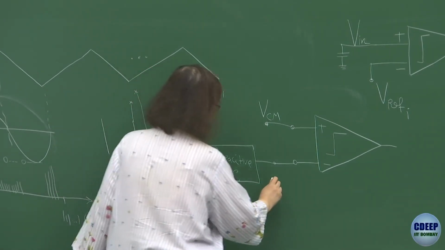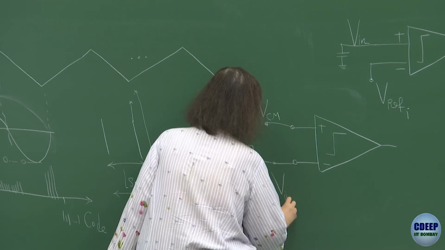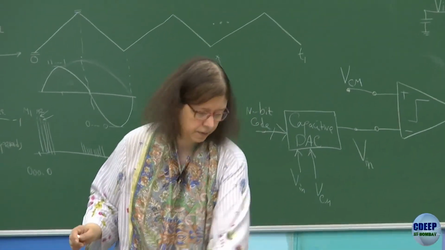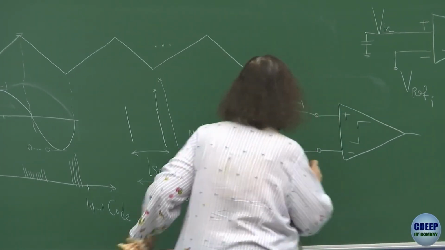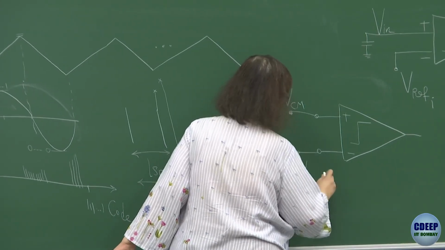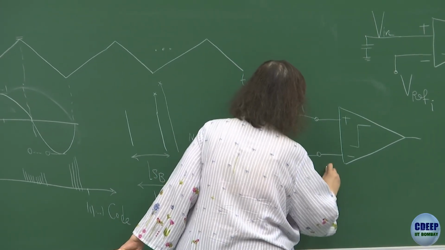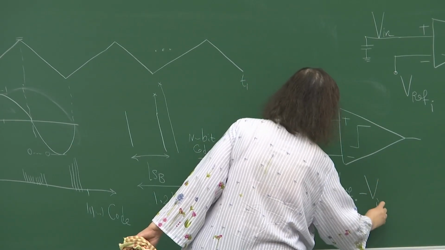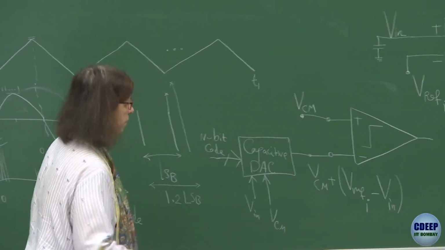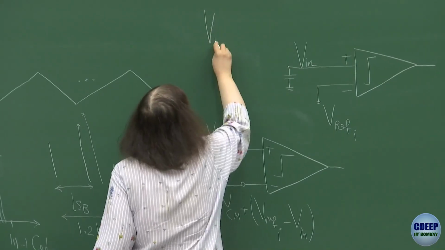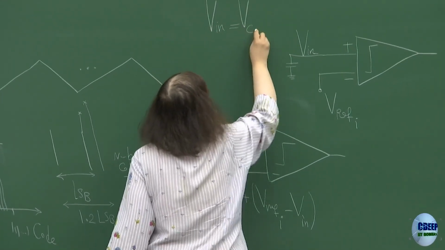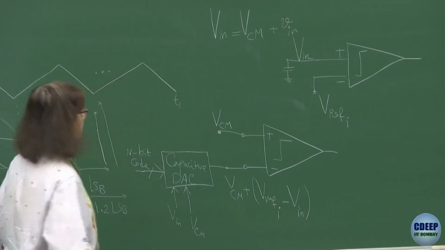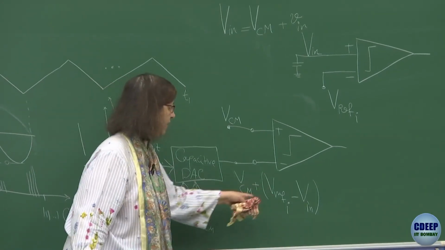Now what will happen at the output? You will have Vin, and you will have VCM plus Vref_i minus Vin. And Vin itself has a common mode. Eventually Vin is equal to VCM plus a small signal, which is the actual signal information. So therefore, this 2 VCM will go away.